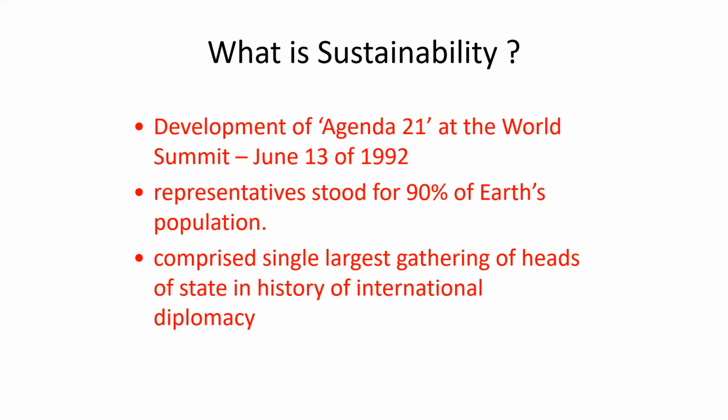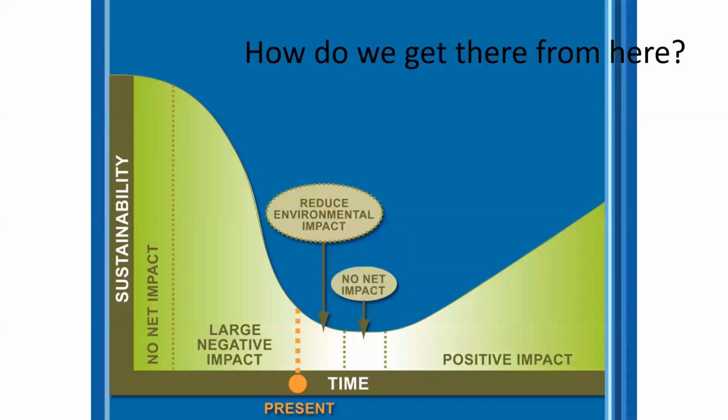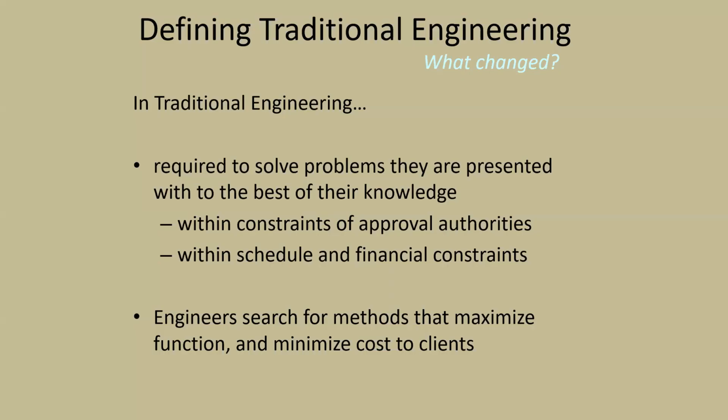Representatives stood for 90% of the Earth's population, the single largest gathering of heads of state in the history of international diplomacy. That was in 1992. So for the quality of life on Earth, they looked at efficient use of Earth's material, protection of our global commons, management of human settlements, chemicals and management of waste, and sustainable economic growth. So how do we get there from here? We have to start looking at negative impact, reducing environmental impact, ultimately going to no net impact and going towards even positive impact.